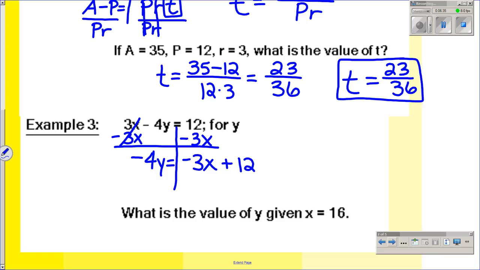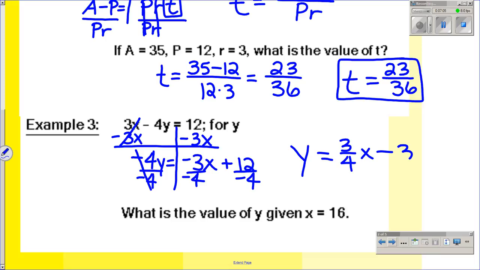And now to get the y by itself, this is negative 4 times y, so we need to go across and divide each term by negative 4. So negative 4 divided by negative 4, that simplifies to positive 1y, so we can write this as y equals negative 3/4, or negative 3 divided by negative 4, that's going to simplify to positive 3/4 x. And positive 12 divided by negative 4 simplifies to negative 3, so we can write that as minus 3. So now the equation is what we call slope-intercept form, and it is solved for y.